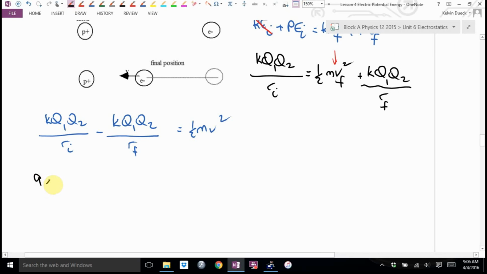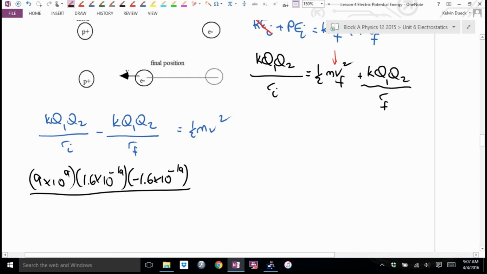k, 9 times 10 to the 9th. Charge 1, it's a proton. It's a proton. Charge 2, it's an electron. Negative, because scalars, signs. Which is also why I didn't just replace it with a q squared, right? Because I did that trick earlier in class when we were going through homework.